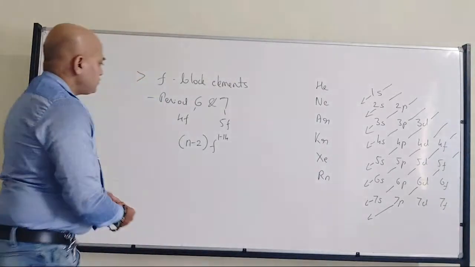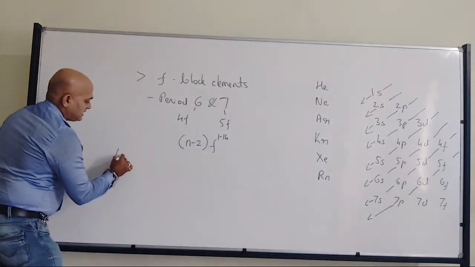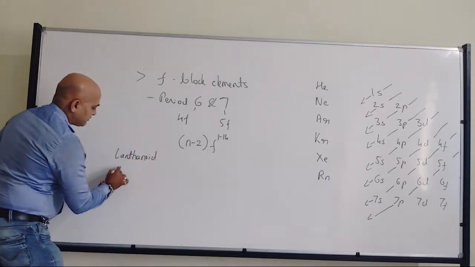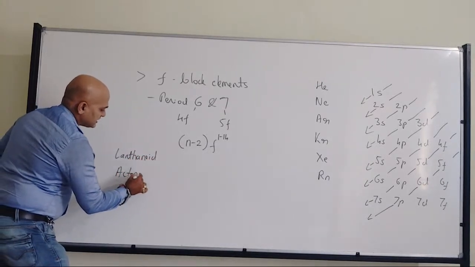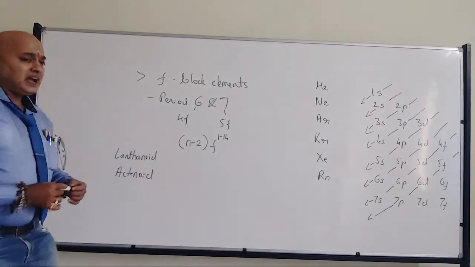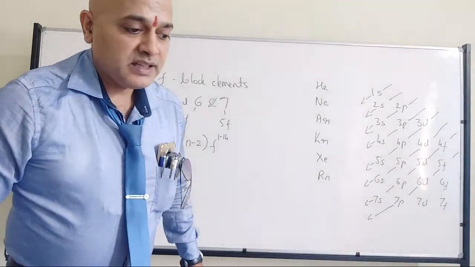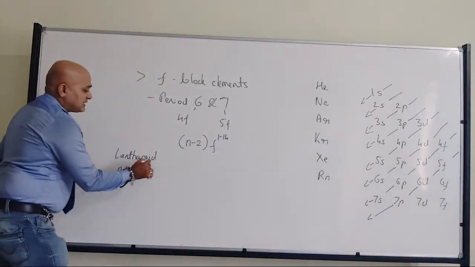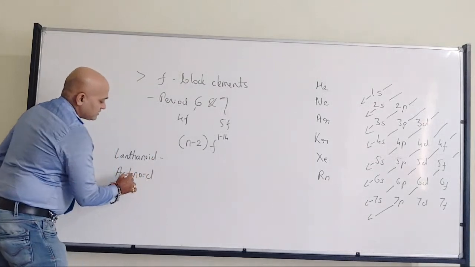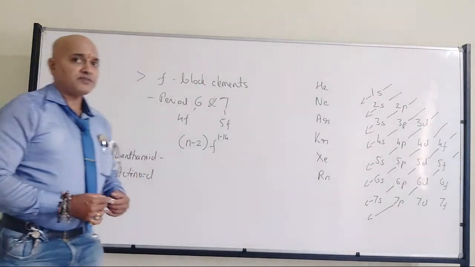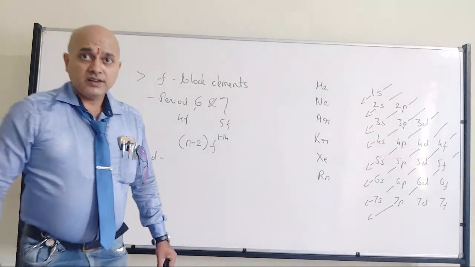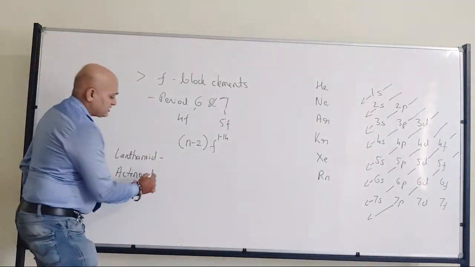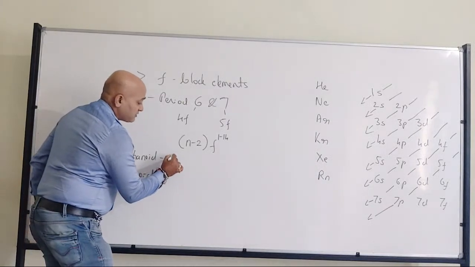Right? So we have two series. One is the lanthanoid series and another one is the actinoid series. When it comes to lanthanoids, they come after lanthanum. When it comes to actinoids, they come after actinium. That's where we have the lanthanoid series and actinoid series. So that's what we have discussed here.